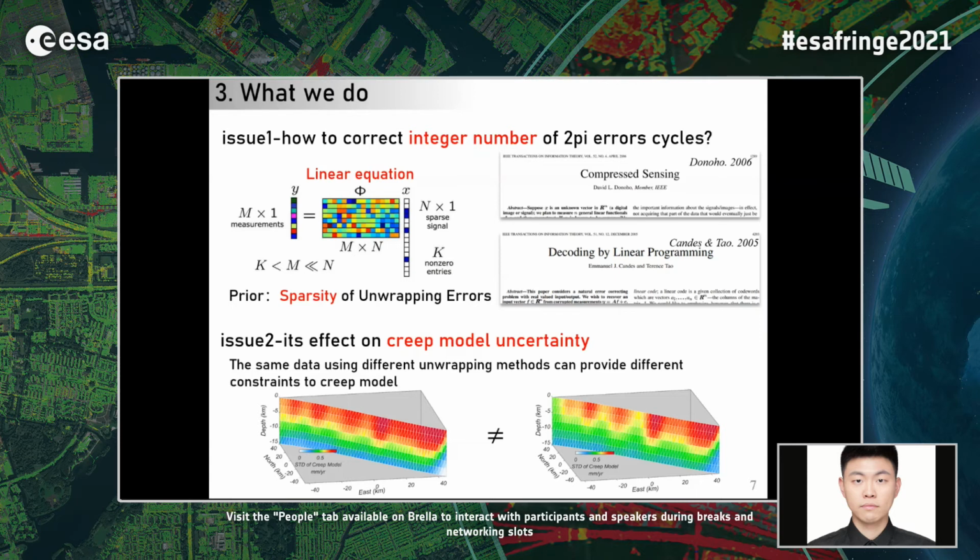Issue 2 is that we should study the effects of unwrapping errors on the creep model uncertainty. We use the same data, but we use different unwrapping methods. The unwrapped results provide different constraints to our creep model. So we achieved two creep models with different uncertainties. Okay, next slide.